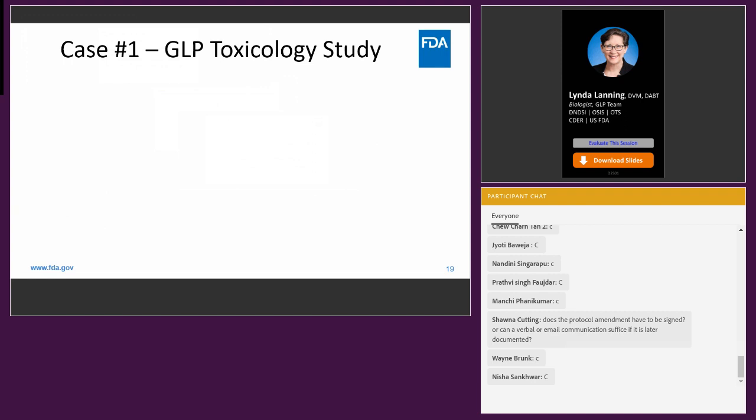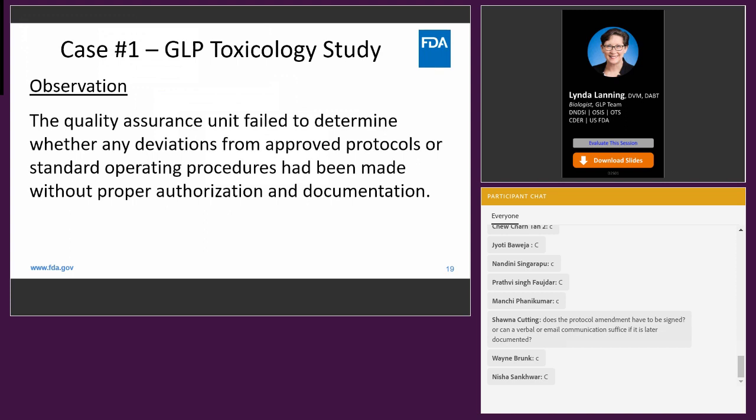In this case, the observation cited was that the quality assurance unit failed to determine whether any deviations from approved protocols or standard operating procedures had been made without proper authorization and documentation. And the reference, of course, is 21 CFR 58.35(b)(5).